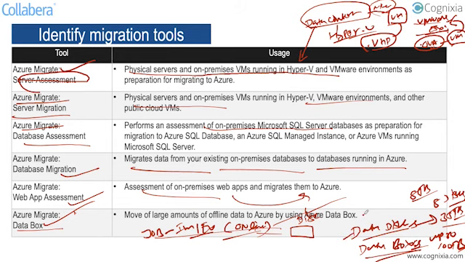Correct. Data Disk you will connect to USB 3.0, Data Box you will connect to your RJ45 port in your data center, and you will first of all transfer your data into Azure Data Box, and after that you will ship this Data Box to the nearest Azure data center, and they will locally upload your data into your storage account. That is called data migration through Azure Data Box.